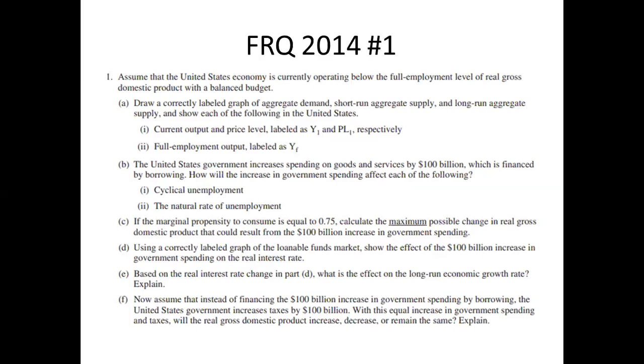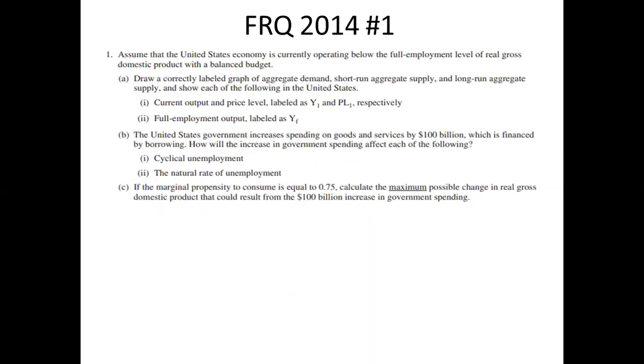Okay, so let's break this down piece by piece. First thing it says, assume that the United States is currently operating below full employment. If we are below full employment, that means we are in a recession. We are in a recessionary gap, which is also known as a negative output gap. Okay, real GDP with a balanced budget.